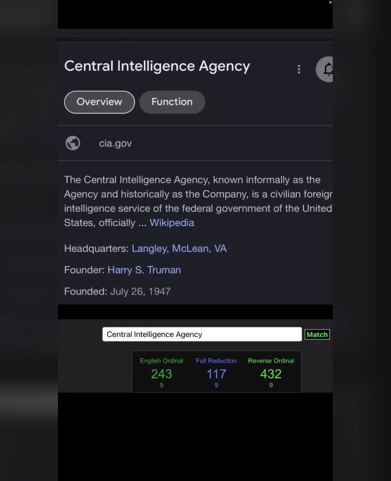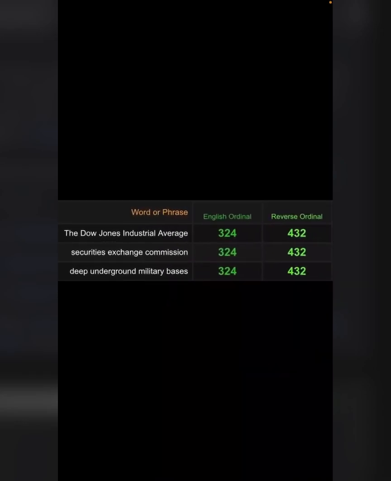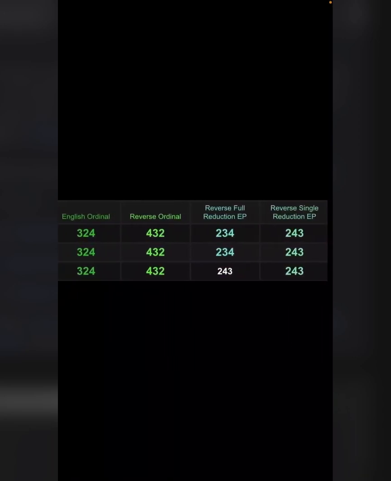And here's another interesting one, guys. The Dow Jones Industrial Average, which is essentially the stock market. Notice it has the 324. The Securities Exchange Commission, the SEC, they have the 324. And I just threw this phrase in there because it's obvious that they have these deep underground military bases like Area 51 and so on. And you're going to see that they have a combination of the 324 throughout in every cipher. Again, guys, what are the chances you have multiple ciphers having this number?